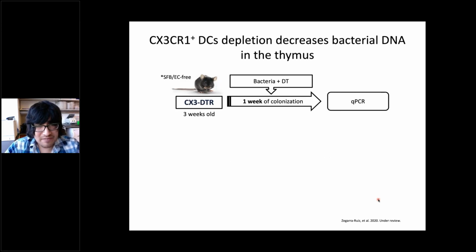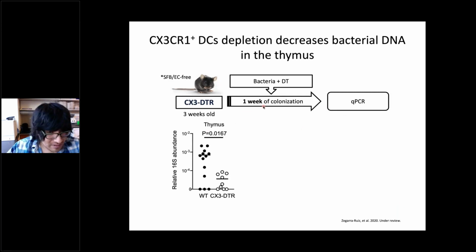To test if the CX3CR1 positive dendritic cells were actually the ones responsible for inducing these effects in the thymus, we colonized CX3 DTR mice with SFB and with E. coli. Basically, these are mice in which we can delete all the CX3CR1 positive cells with diphtheria toxin injections. We did this for 1 week, and then we performed bacteria-specific qPCR in the thymus to assess for any changes.